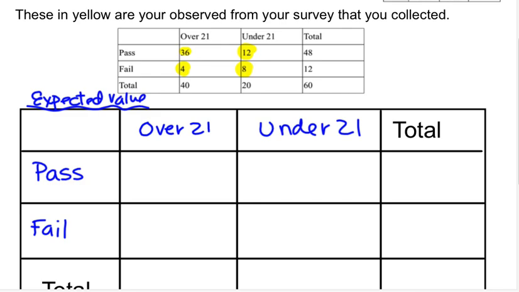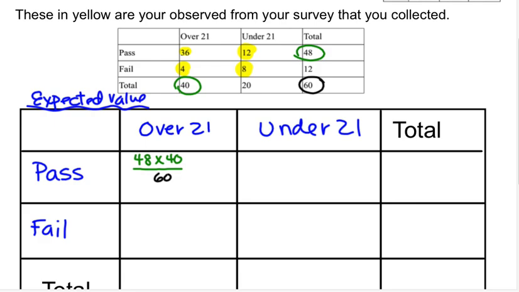All right, so what we're going to do first is calculate what should have happened in this spot: people that are over 21 that passed the driving test the first time, okay? So what you do is you take the row total, so that's 48, and the column total, which is 40. We're going to multiply those two numbers together. So 48 times 40. Then we're going to divide it by how many people we surveyed? 60. And then we're going to use our calculator.